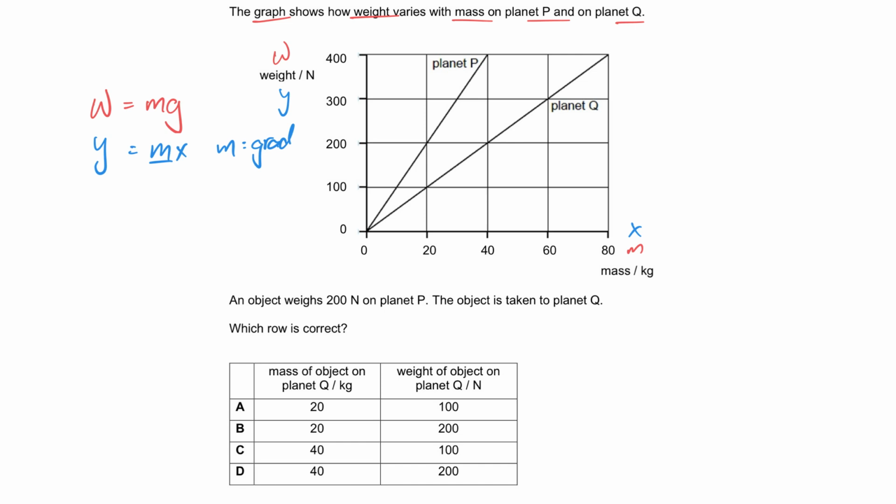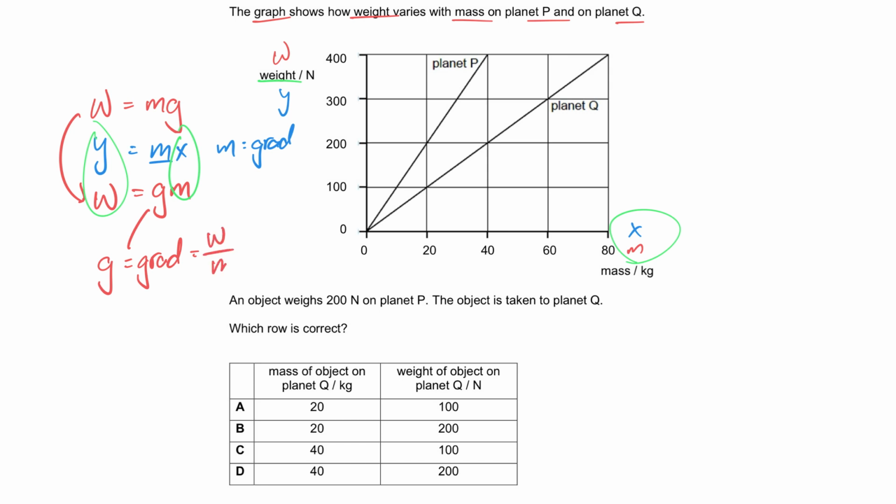But of course, your m here represents the gradient. So if I were to rewrite my weight formula, W equals gm, you can see that the x-axis is basically your mass, and your y-axis is your W, your weight. So that means G is basically the gradient of the graph, and gradient is rise over run, which is your W over M. Gravitational field strength is basically the gradient of these two lines here. So if you find the gradient here, that will be the gravitational field strength of P.